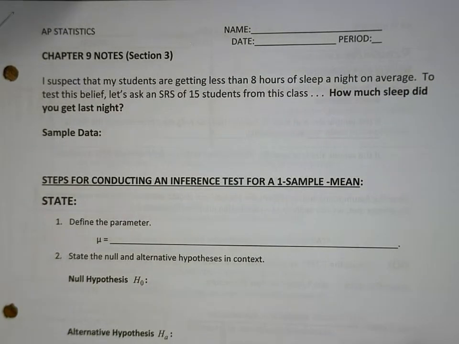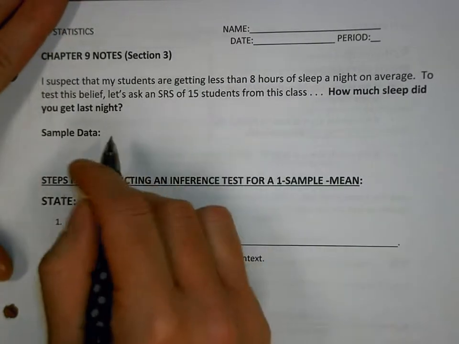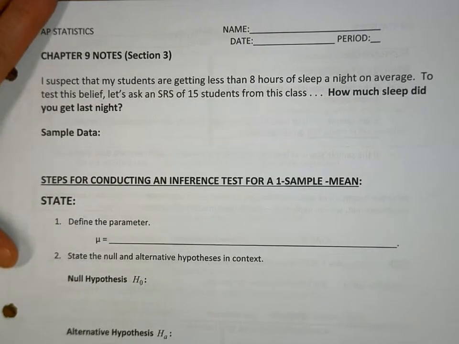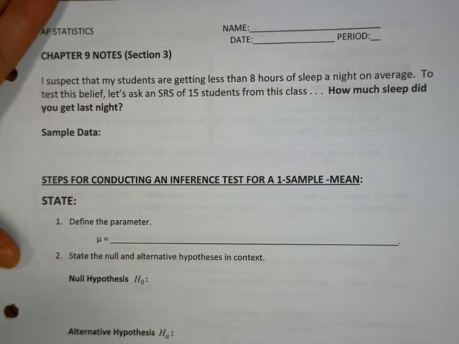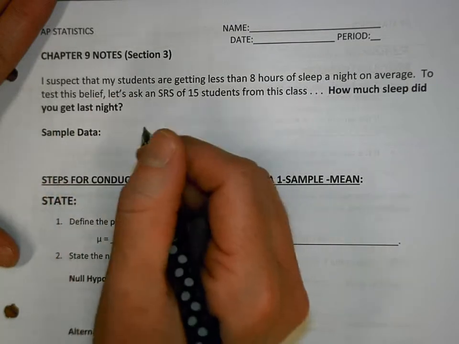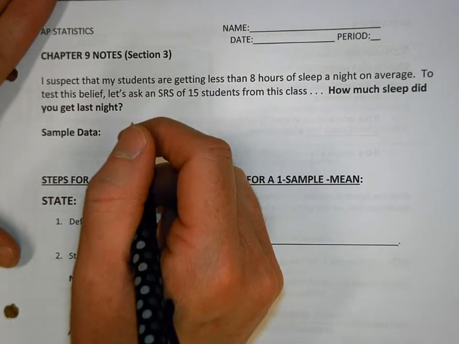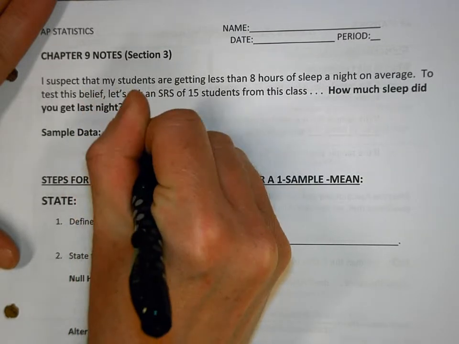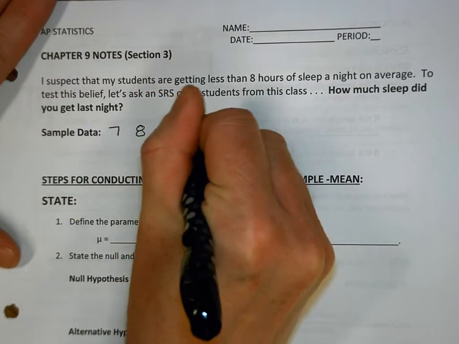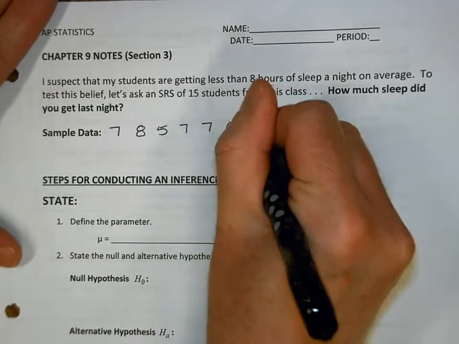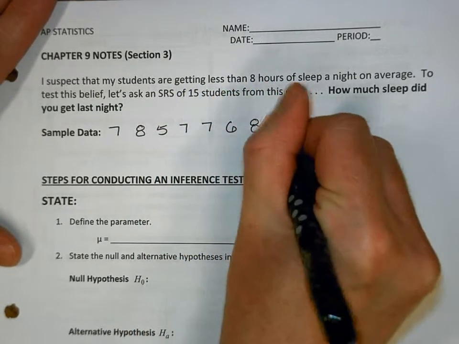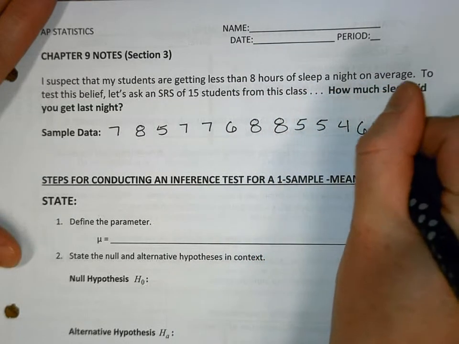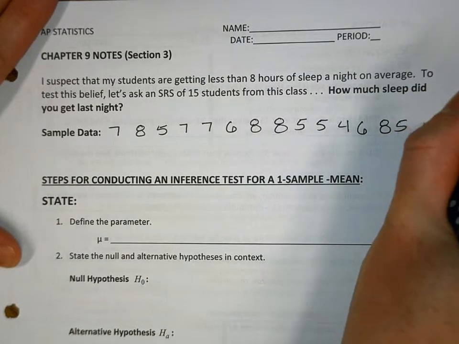Okay, these are the section 3 notes from chapter 9. We start off in class asking a random sample of 15 students how much sleep they got last night. And I am just going to make up data right now, which is not what you should do. Okay, you know what? I'll take the data from A Day. We had 7, 8, 5, 7, 7, 6, 8, 8, 5, 5, 4, 6, 8, 5, 8.